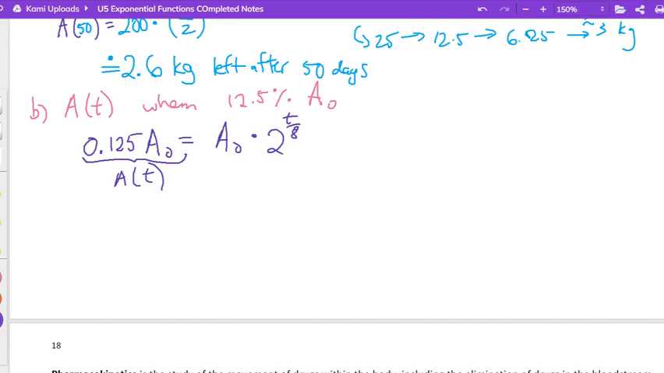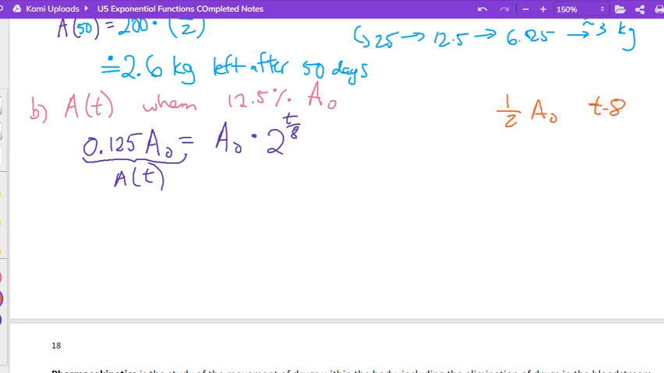All I'm saying is, in this question, I don't need to know the original amount. I just want to know, how long does it take for me to go down to 1/8 of the original? Folks, let's do some estimation on the side. How long does it take for me to go to 1/2 of the original amount?